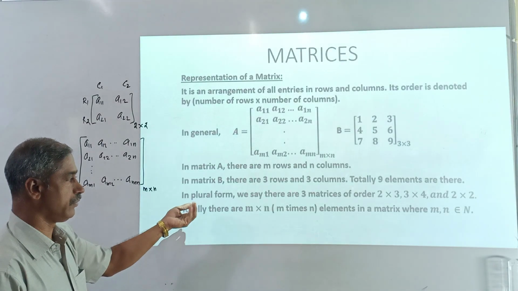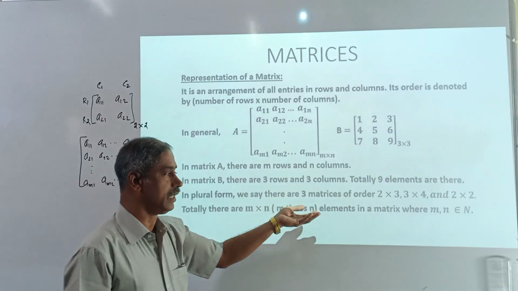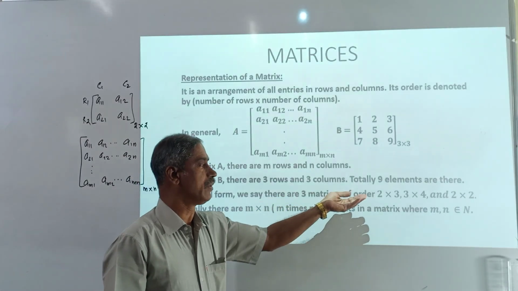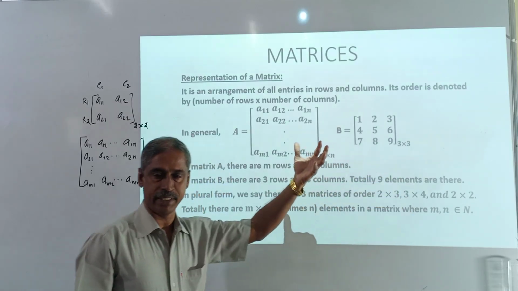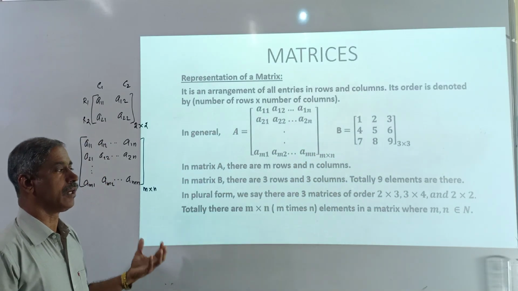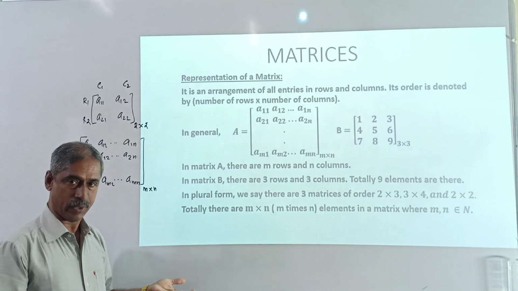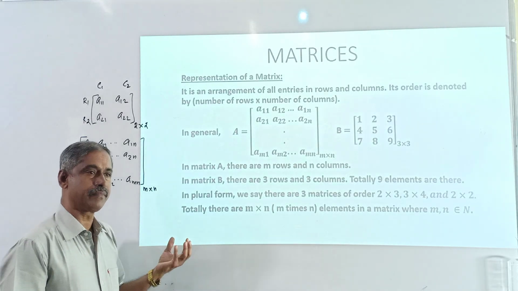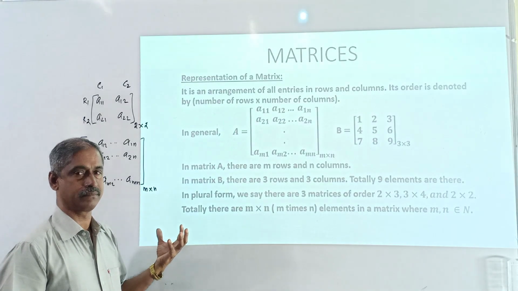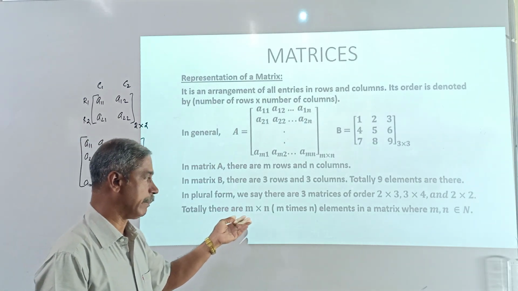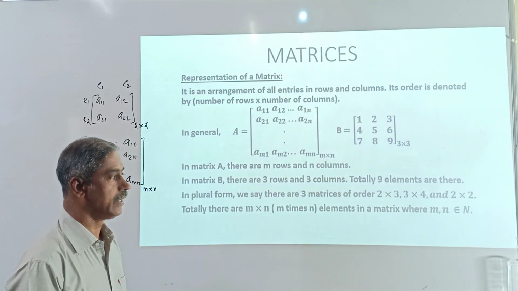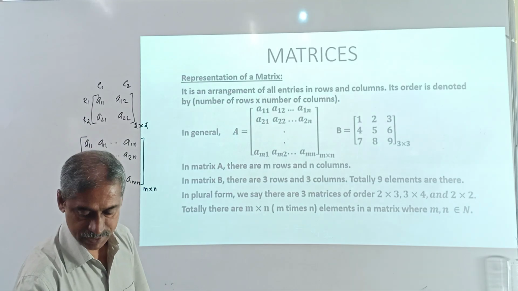In plural form, if we take 3 different matrices, they could be of order 2 by 3, 3 by 4, or 2 by 2. So it explains clearly that the order of the matrices could be any one. The number of elements depends on that. Totally there are m into n elements in a matrix where m and n are natural numbers.